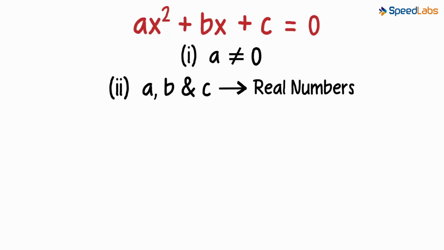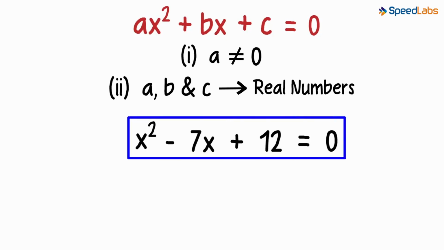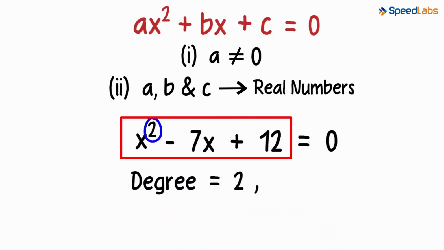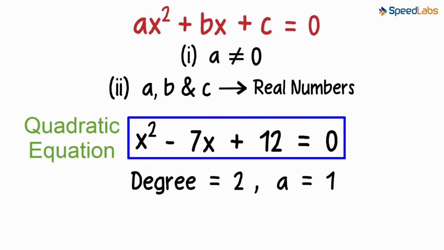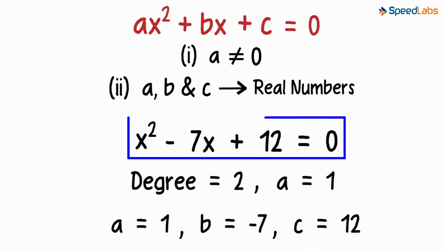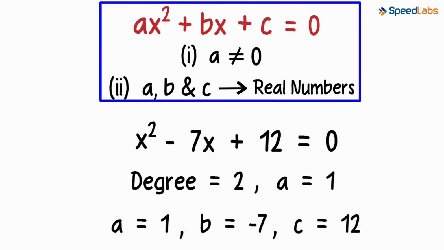Now I will give you an equation on the screen and you need to tell me if it's quadratic or not. Here you go. Is this equation quadratic or not? The degree of the polynomial on the left is 2 and the constant a is 1, which is not equal to 0. So this is a quadratic equation. a is 1, b is -7 and c is 12. This is a quadratic equation in variable x. So I will keep the standard form on the screen for you and erase the rest.